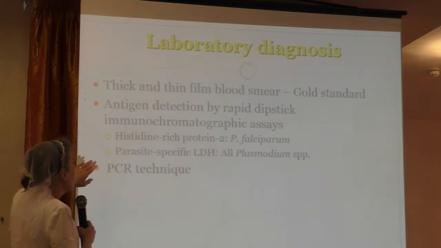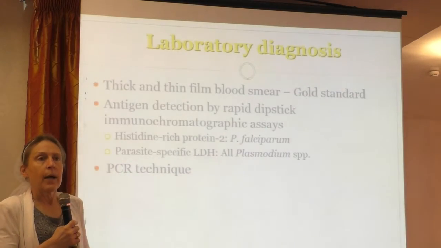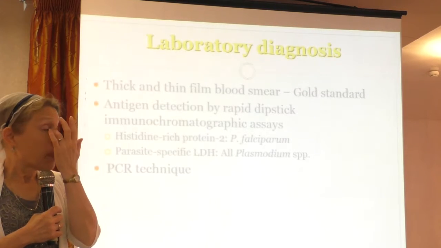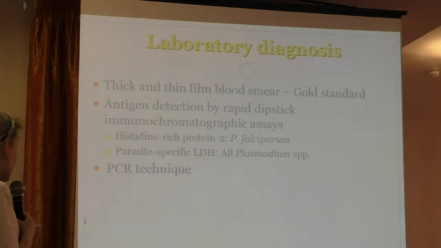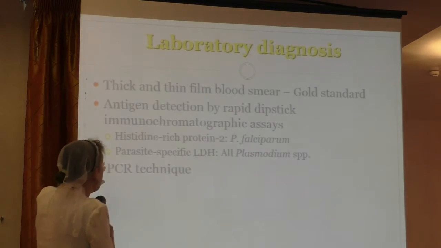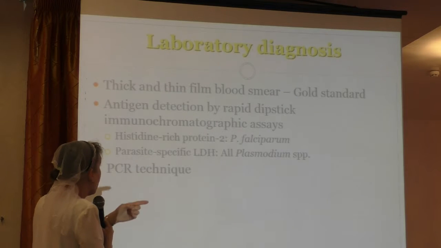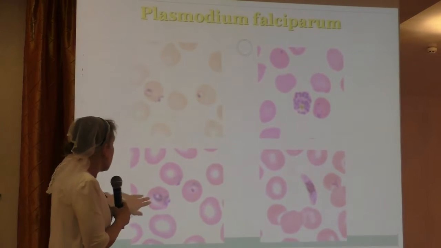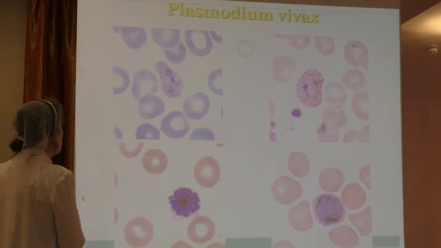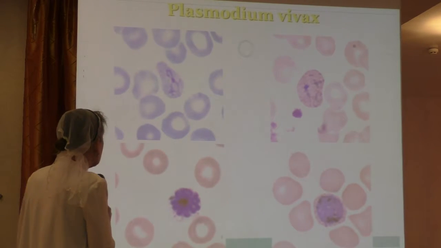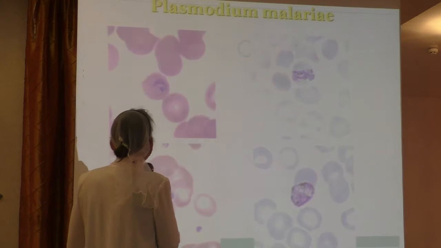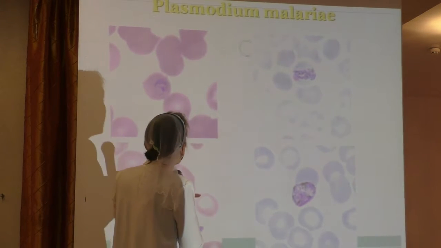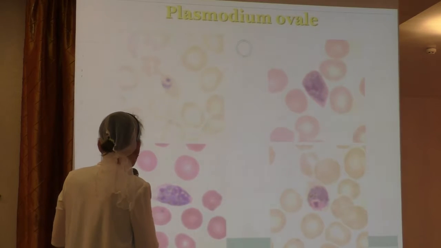In addition to blood smears, even small places like my lab at our little hospital in Bundibugyo, Uganda, had access to antigen detection by rapid dipstick. So let's look at some of them. Okay, here's falciparum, joy of joys. Next one. Yeah, there's Vivax. There's malaria. Sorry, I think I just showed you another one. Yeah, in the cell itself. And there's Ovale.